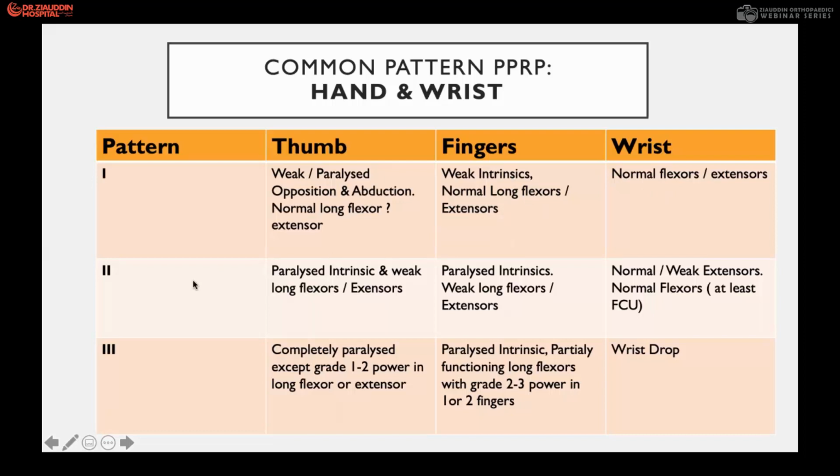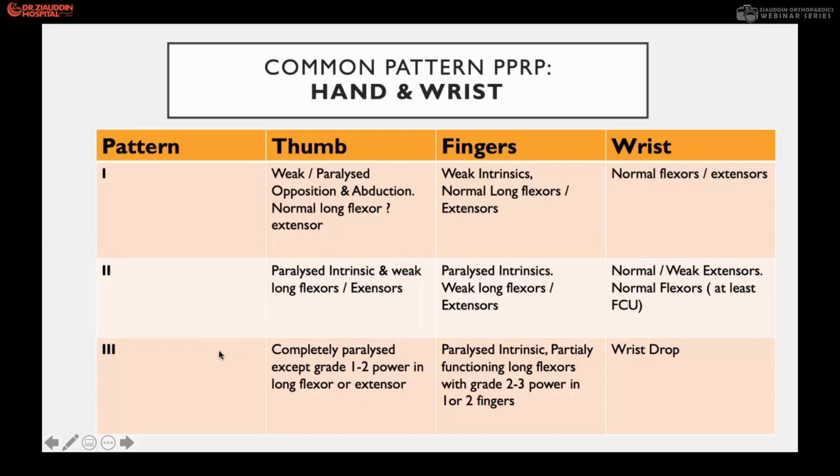Type 2 paralysis: there is paralysis of the intrinsic muscles of the fingers, weak long flexors, and also paralysis of opposition of the thumb. Here, in the fingers, there is paralysis of the intrinsic muscles. Long extensors are weak, but the wrist flexor, especially the flexor carpi ulnaris, is normal or only weakly paralyzed, giving good flexion power at the wrist joint.